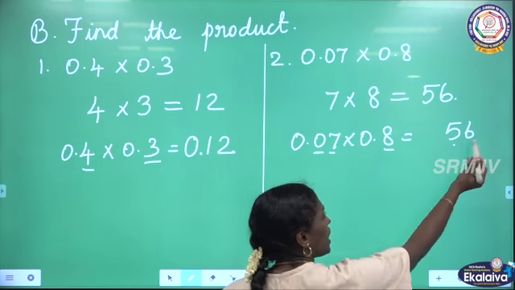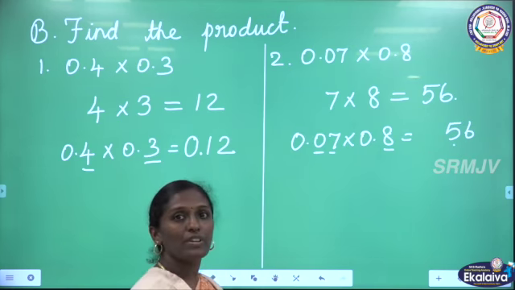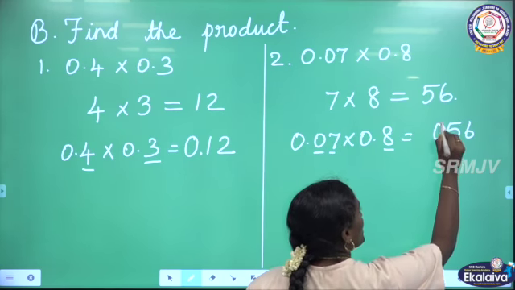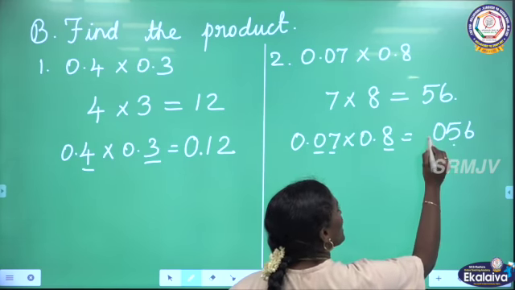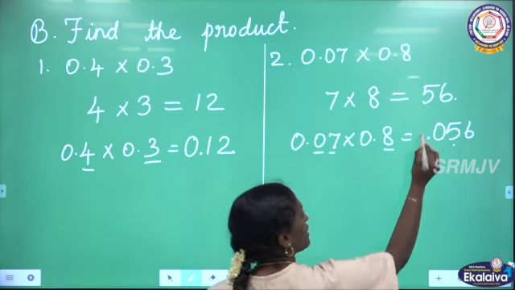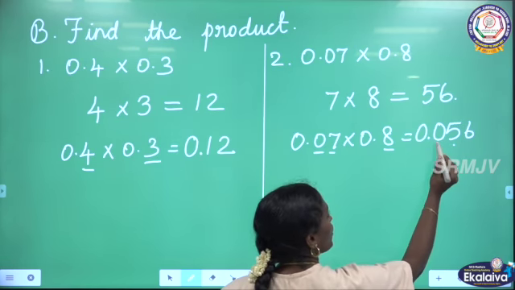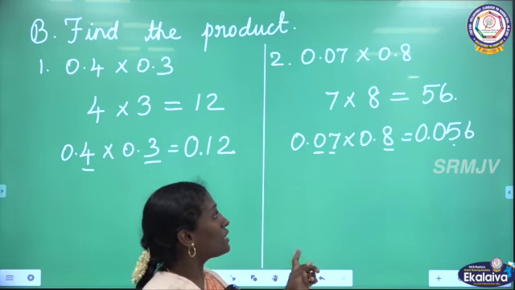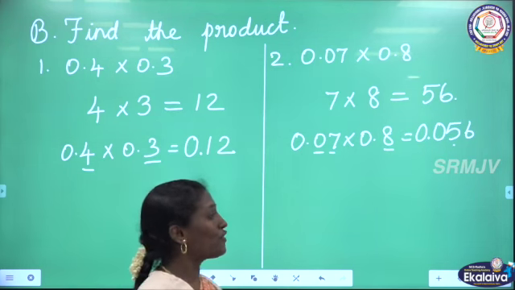See here we are having only 2 digits. We need one more digit. For that I am going to add a 0 in front of 56 and then we have to keep the decimal point. Then the whole number part is 0. Now we got 3 decimal places. So the answer is 0.056.